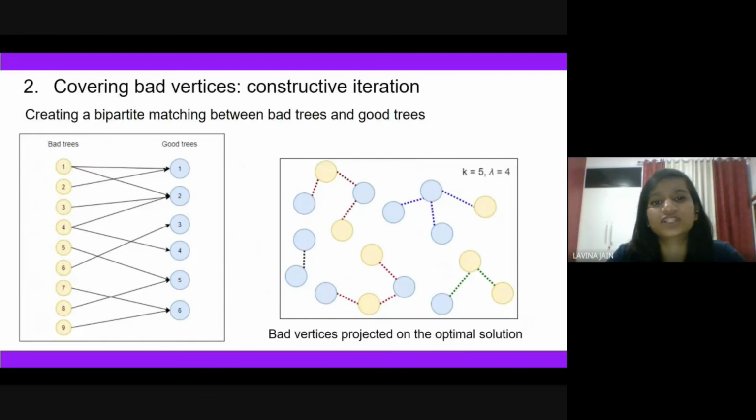Now, we look closely at the bad vertices. Some of the bad vertices can be combined with each other to form high density, low cost trees. We run an uncapacitated k tree cover algorithm on the bad vertices to combine them into such trees. Let us call these trees bad trees. Now, the essential idea is to connect some of these bad trees to the existing good trees, such that the cost of any one good tree does not increase by a large amount.